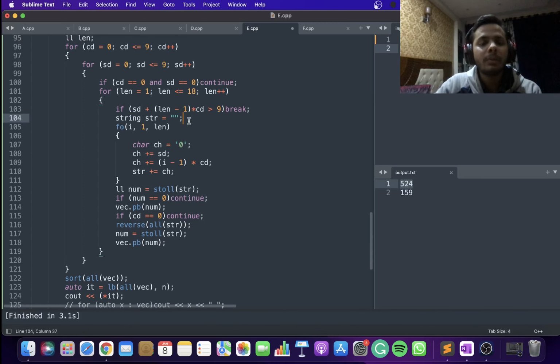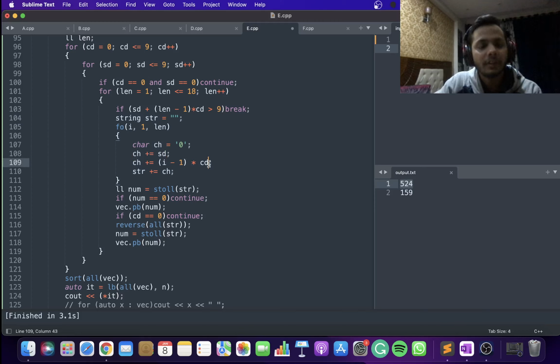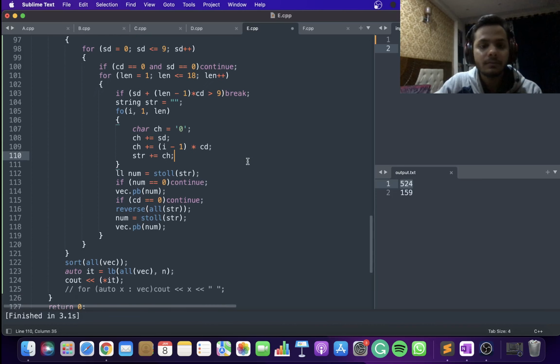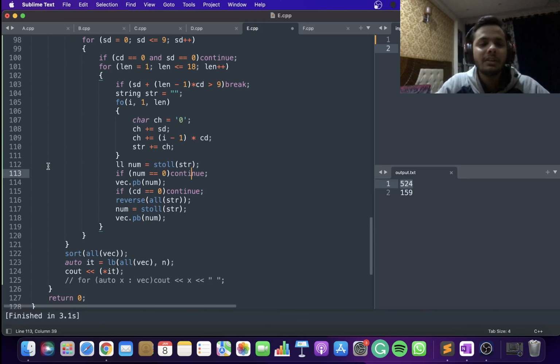And now if I have not broken out of the loop, then that means that I have a valid combination of starting digit, common difference, and length. And so then I iterate from 1 to length, and my current digit is just going to be starting digit plus (i minus 1) times the common difference. I add it to my string, which is storing the current number which I am forming, right? And then I convert this string into a number using the C++ stoll function. It basically takes in a string as an input and converts it into a long. And if the number is 0, then I continue. This is just a check that I'm not forming any zeros.